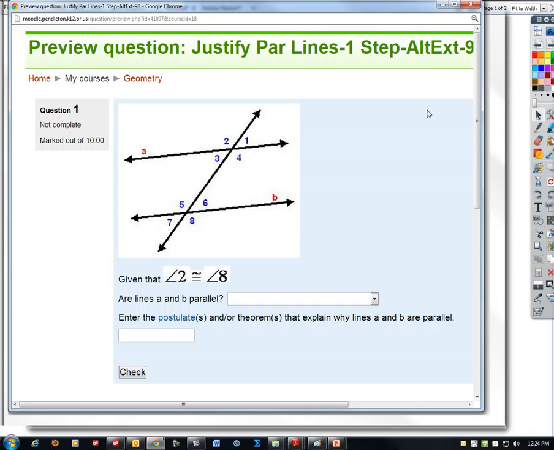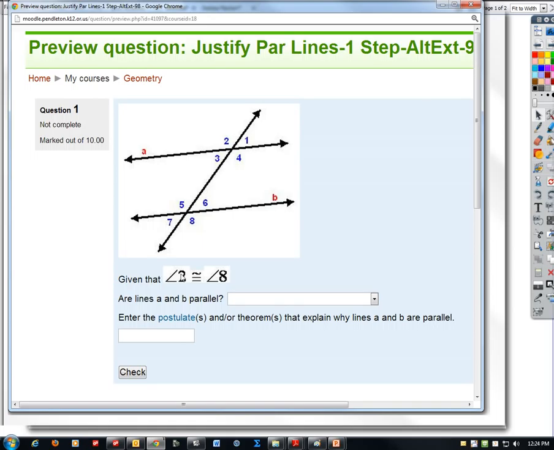On the 3-4 assignment, we're doing converses, right? We're saying if corresponding angles are congruent, then the lines are parallel. Okay? So we're flipping it around, right?